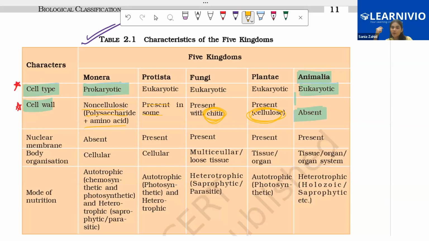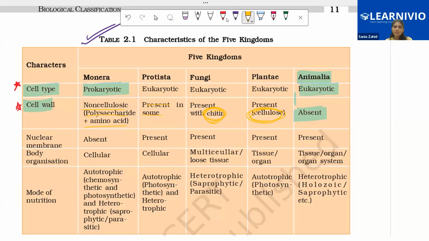Then for fungi, what is it made up of? Chitin. Okay, and for plants? Cellulose. Okay, so remember these things. And it is absent in animals and present in only some of the protists.